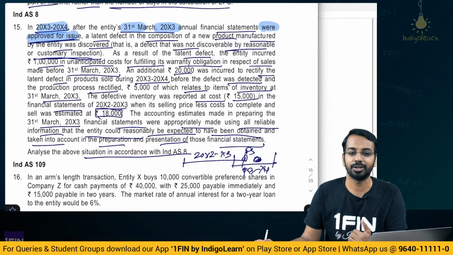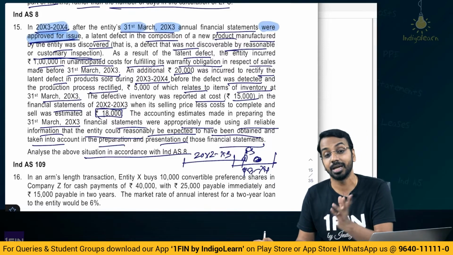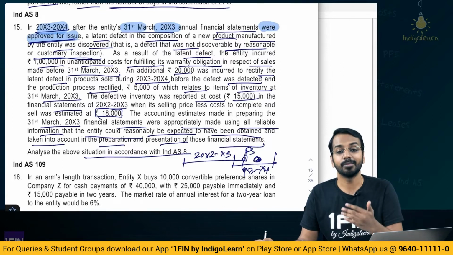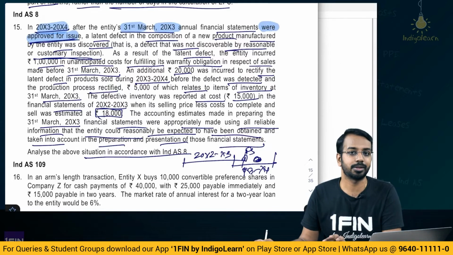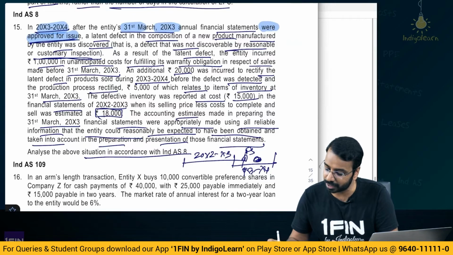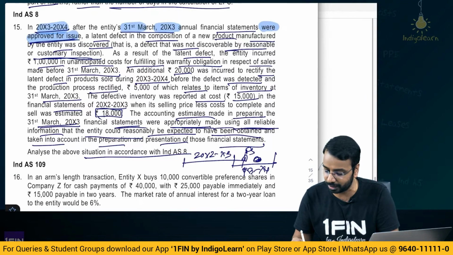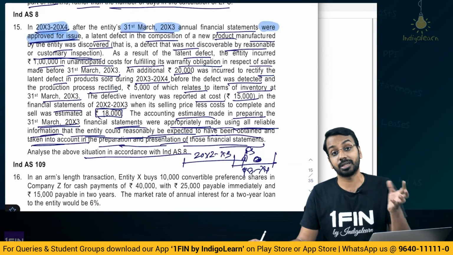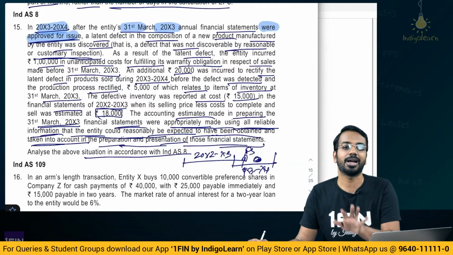Can you go back and change? You cannot change. These are subsequent events which have occurred after the financial statements have been issued. That is the first thing. Second, while preparing the financial statements, certain estimates were made, and the question says that the accounting estimates made in preparing the March 3 financial statements were appropriately made using all reliable information that the entity could reasonably be expected to have obtained and taken into account in the preparation and presentation of those financial statements. Means whatever information was available, considering that estimates were made.